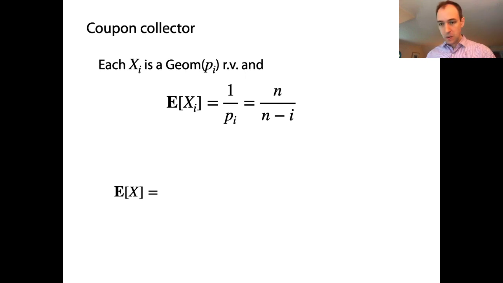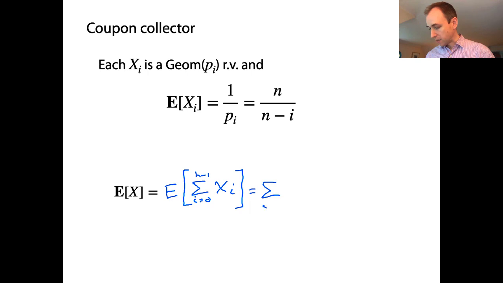We said the coupon collector random variable itself is a sum, from i equals 0 up to n minus 1, of X sub i, where that is the stage-wise geometric random variable. By linearity of expectation, I can now push the expected value inside the summation. I'll put the expectation here.